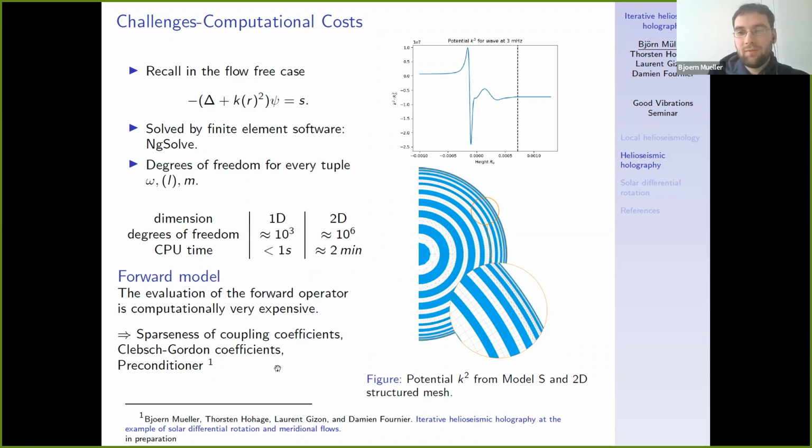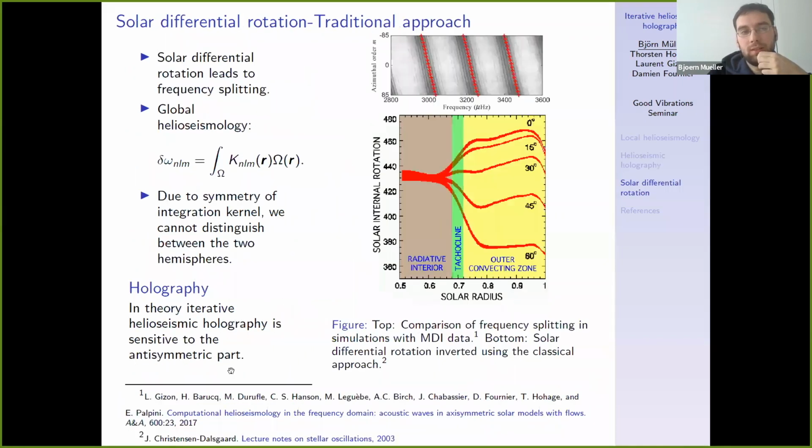So this is the reason why we started to look at large-scale flows like meridional flows and differential rotation, because there are some tricks that you can use to decrease the computational costs. For example, you have sparseness of coupling coefficients. You can use Clebsch-Gordan coefficients and some preconditioners, but I left this out for this talk. That's the reason why we are, at the moment, not studying, for example, supergranular flows, because there we really have to solve these problems, and this will increase the computational costs again.